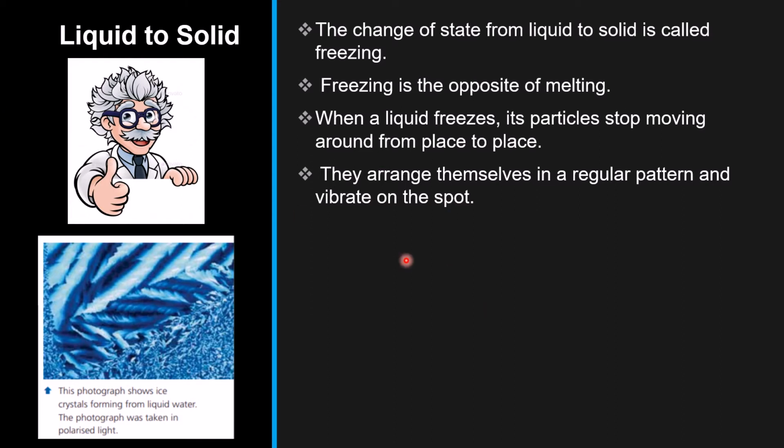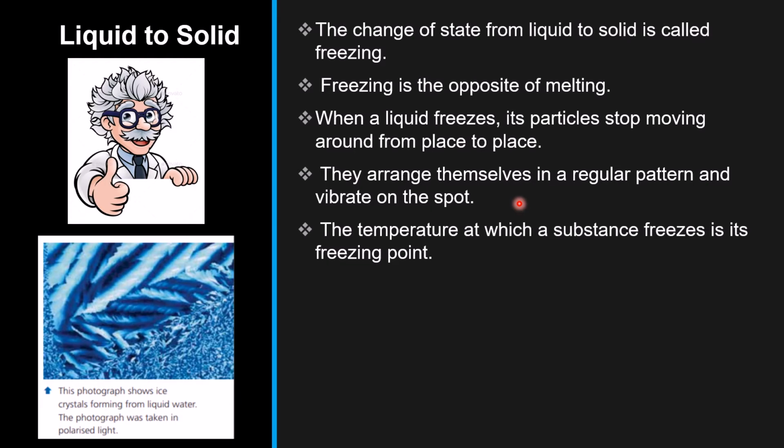As I told you in the previous slide, in melting the particles do not arrange themselves in a regular pattern. There's no regular pattern in them. So it's the exact opposite. In freezing, the particles stop moving, and in melting, the particles start moving. In freezing, the particles have a regular pattern and vibrate on the spot. But in melting, the particles do not have a regular pattern and do not vibrate on the spot. So freezing and melting are 100% opposite.